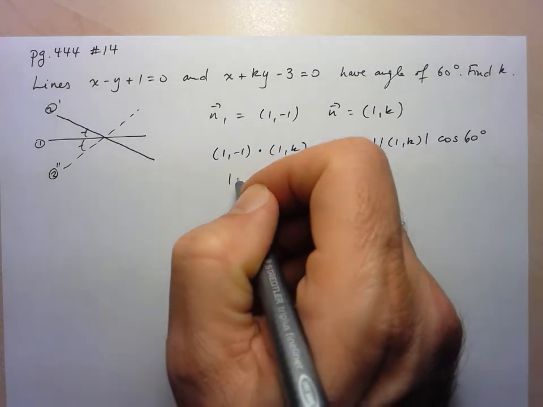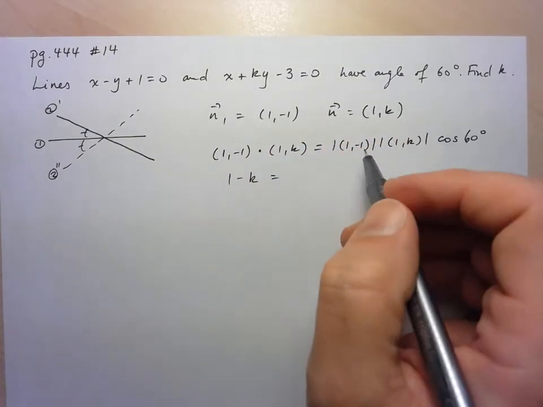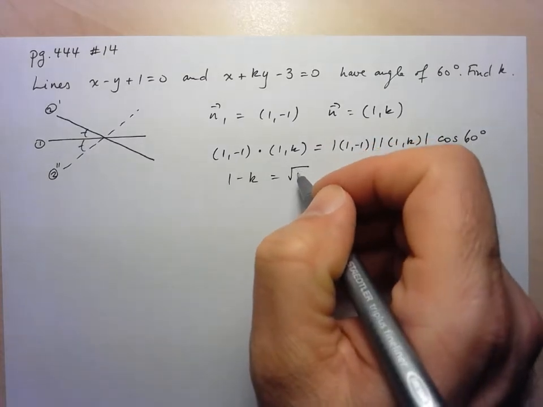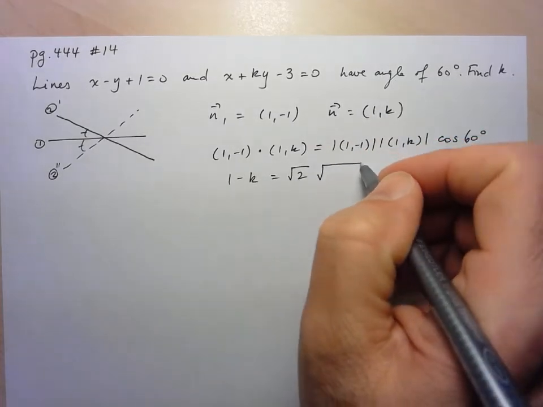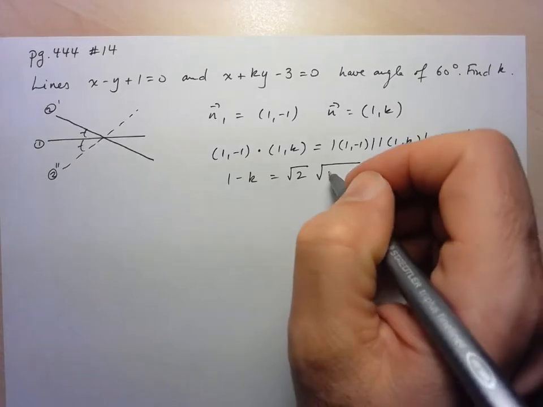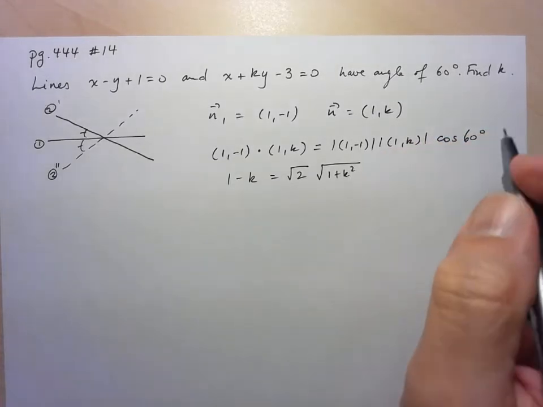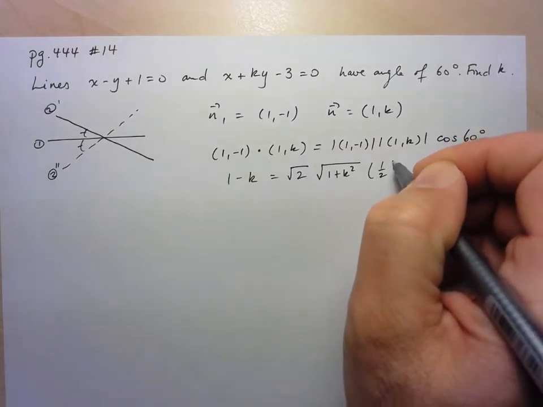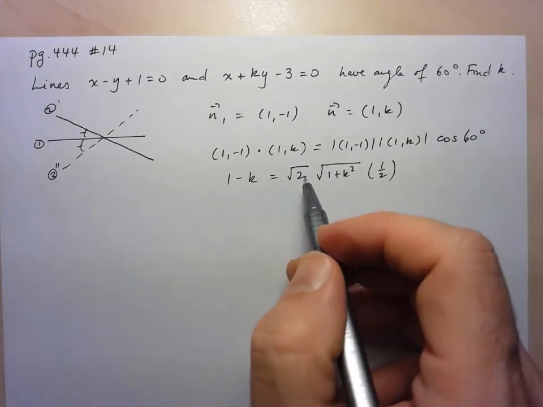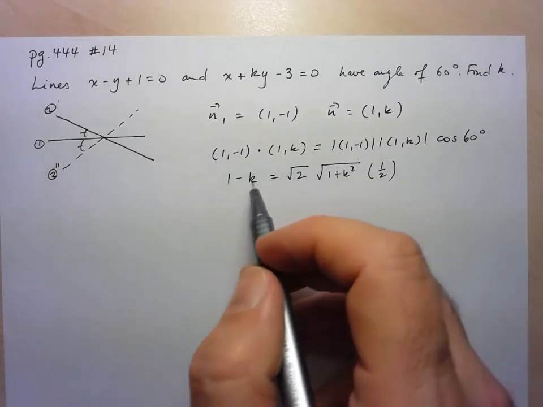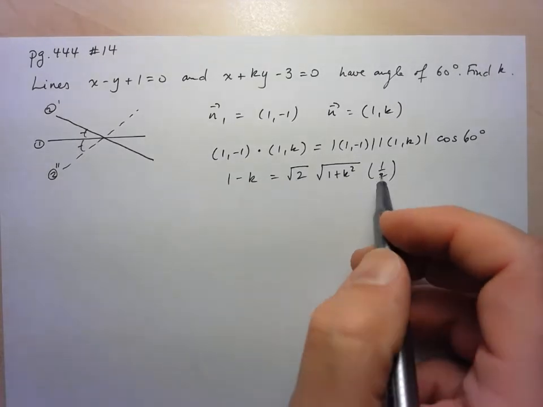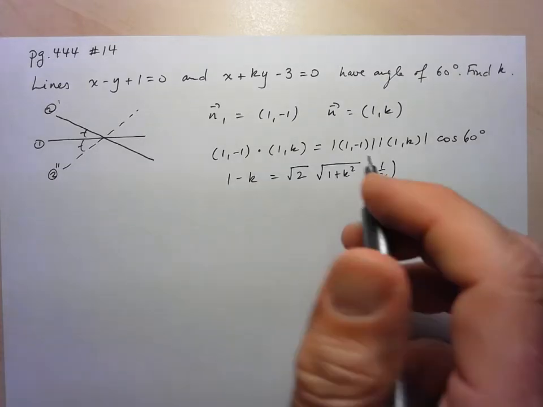So we have 1 minus k, and then the square root of 1 squared plus 1 squared, so that's just going to be the square root of 2. Here we have the square root of 1 squared plus k squared. And cosine of 60 is just equal to 1/2. Now we have these square roots on one side of the equation, so we'll definitely want to square both sides, but I'll start by first bringing the 2 to the other side just to get that out of the way.